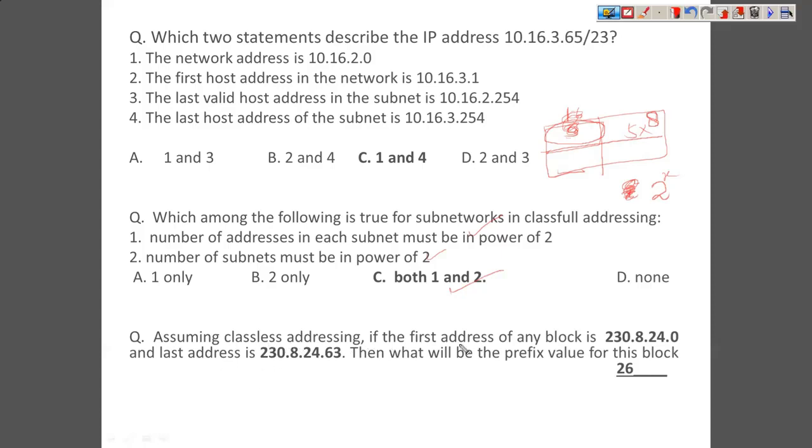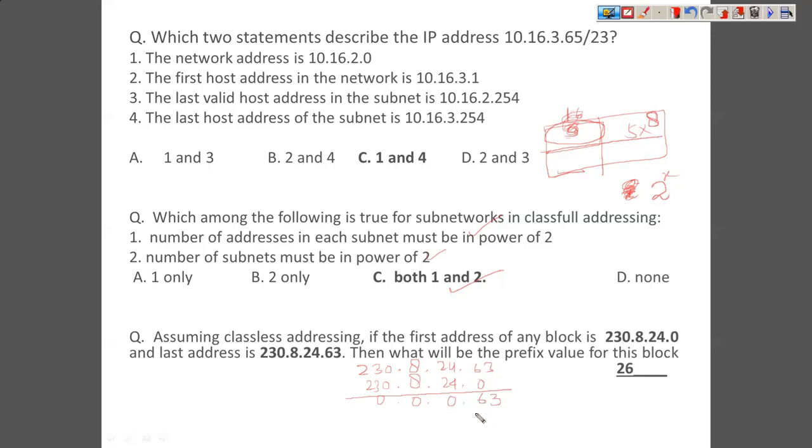Now assuming classless addressing, if the first address of the block is this, the last address is this, then what will be the prefix value for this block? So the first address is given to us and the last. We need to find out how many addresses actually exist in this block. 230.8.24.63 is the last address and the first address is 230.8.24.0. So we will subtract, 0.0.0.0 and here you get 63.